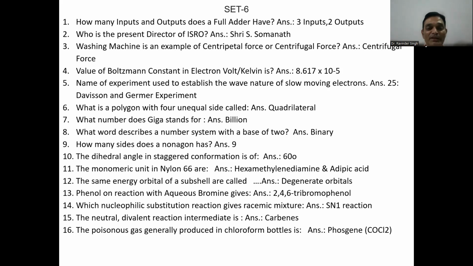The monomeric units of nylon 66 are hexamethylene diamine and adipic acid. The same energy orbitals of a subshell are called degenerate orbitals. Phenol on reaction with aqueous bromine gives 2,4,6-tribromophenol.